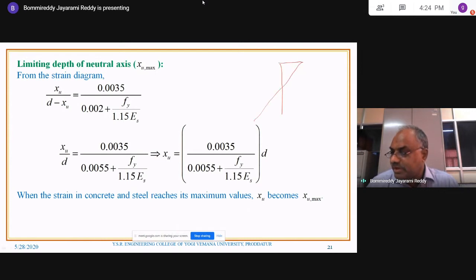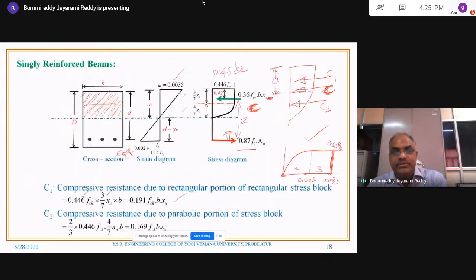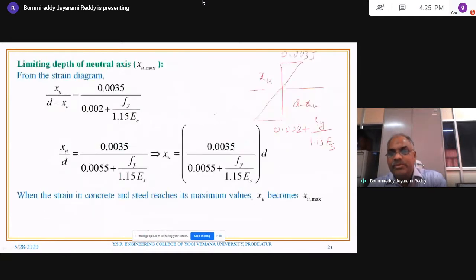So you know this is the strain diagram. It is XU. This is D minus XU. Top is 0.0035. Bottom is 0.002 plus Fy by 1.15. That's all about the strain diagram. So all these values will be obtained only from those three diagrams. Already you know that there are three diagrams. Everything will be obtained from this diagram only. So keep this diagram in your mind so that you can answer any type of questions.